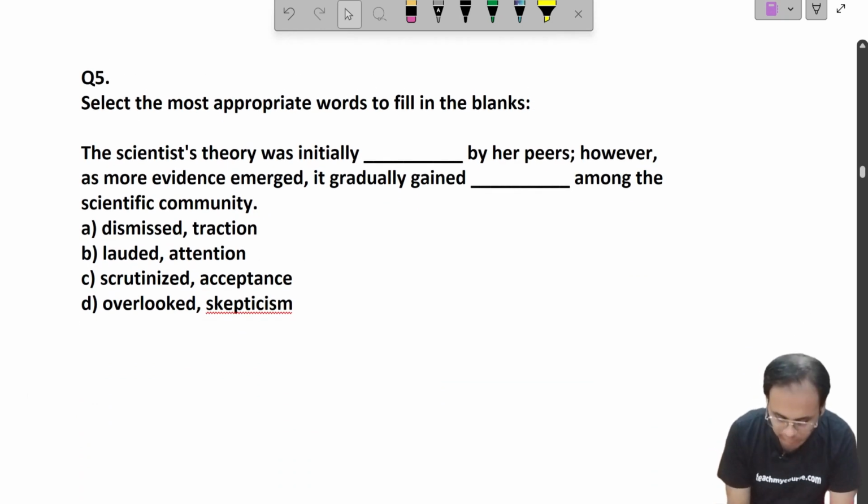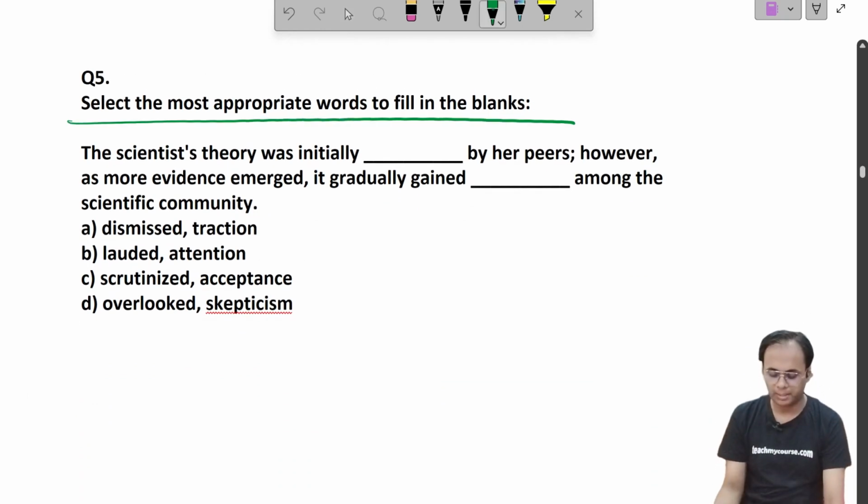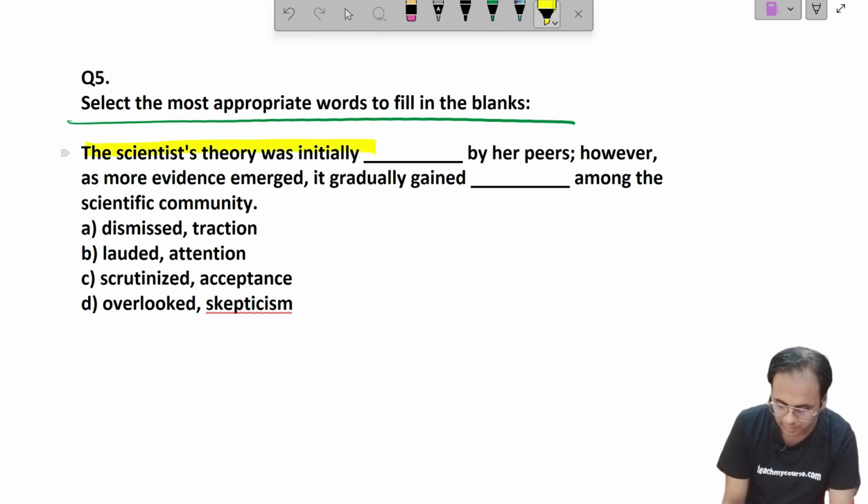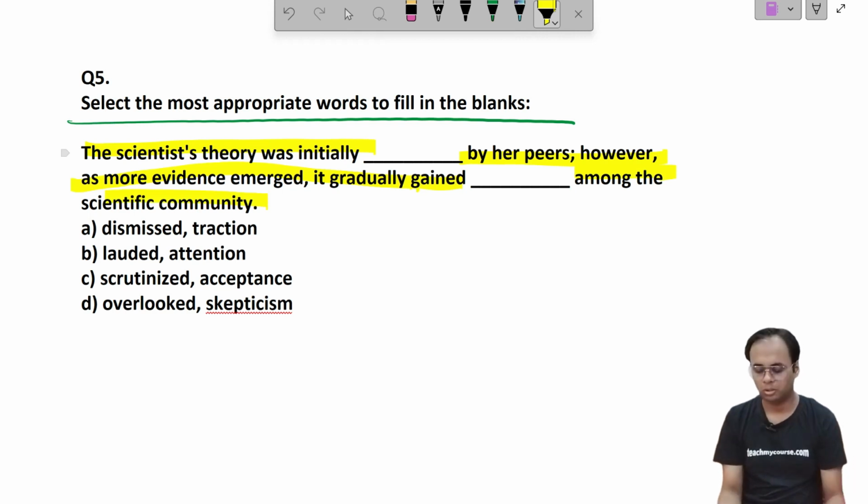Next sentence, select the most appropriate words to fill in the blanks. The scientist's theory was initially dash by her peers. However, as more evidence emerged, it gradually gained dash among the scientific community. Okay.